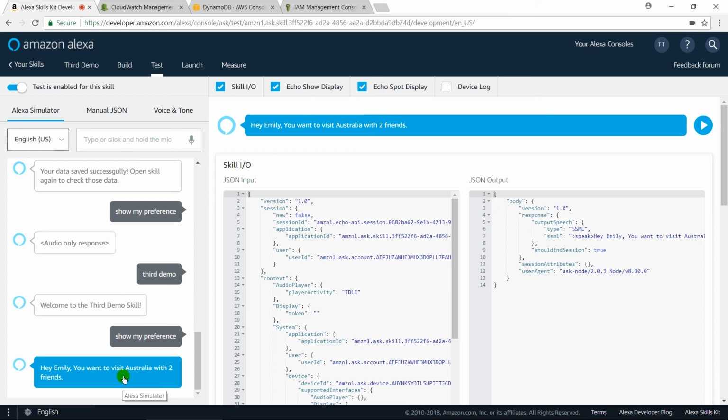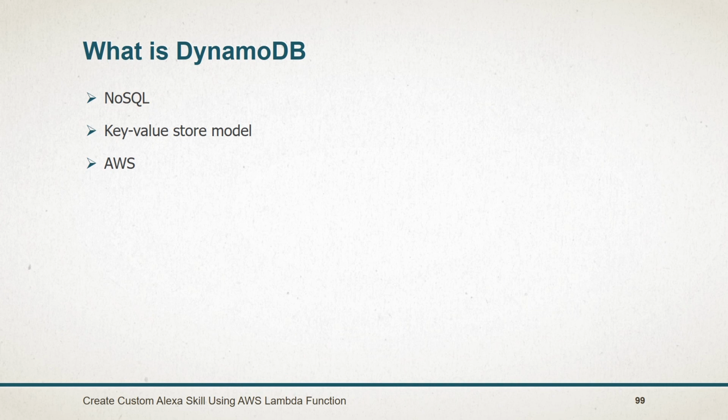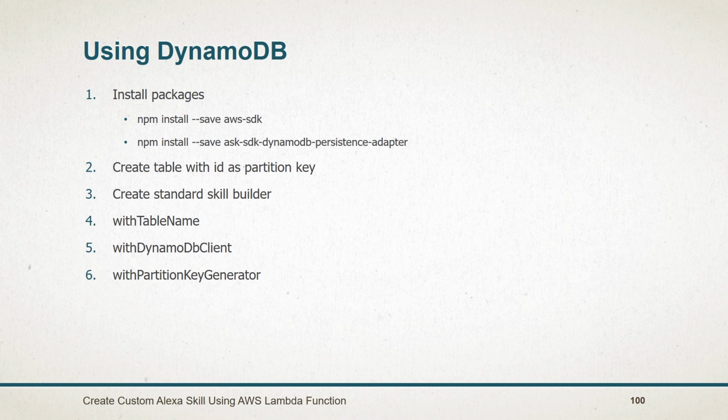Now let us see what we have learned in this session. DynamoDB is a NoSQL database. We can store data in key value format. To use DynamoDB in Alexa Core SDK, we need to install AWS SDK and DynamoDB Persistence Adapter. Create a table in DynamoDB with partition key ID. Use standard skill builder. In withTableName method, pass the table name. In withDynamoDbClient method, create an instance of DynamoDB. In withPartitionKeyGenerator method, specify a key that you want to use.